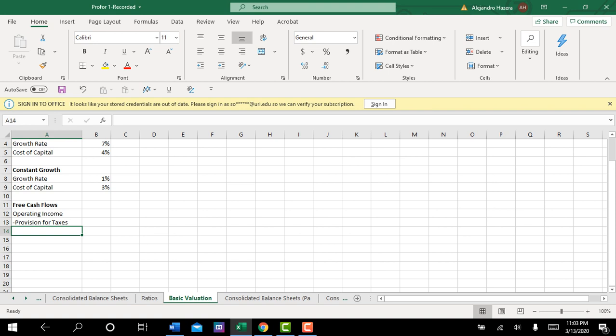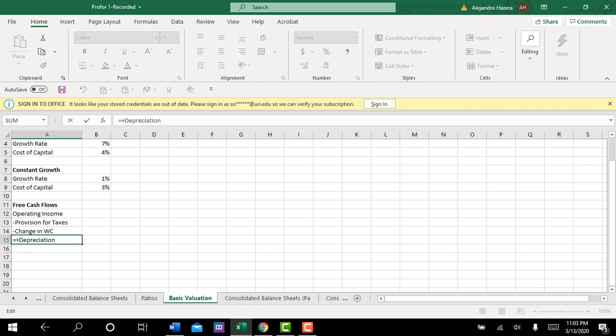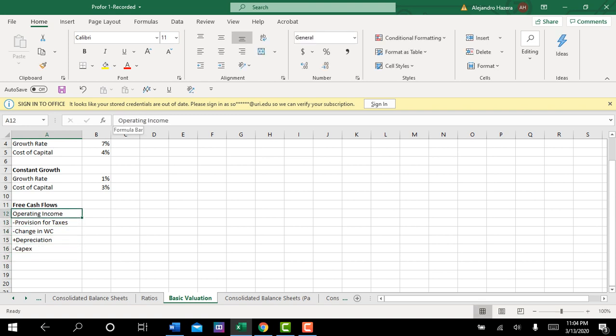Now let's finish these next labels, which are the ones we used in class. The next one is minus change in WC, minus change in working capital. We've done that in class, and we'll be pulling that from the statement of cash flows. Then we're going to add back, like we have in class, depreciation. Then we'll take out our capital expenditure, so this would be minus CapEx.